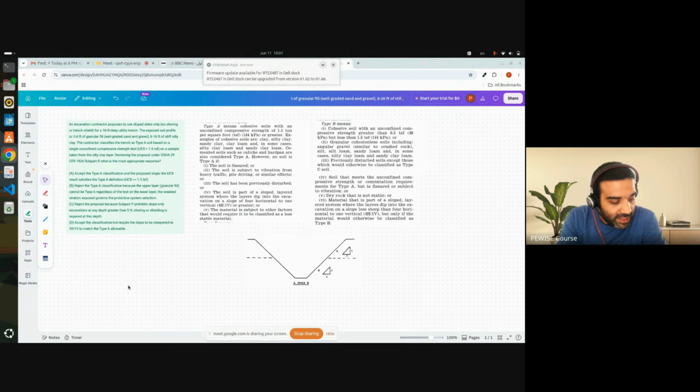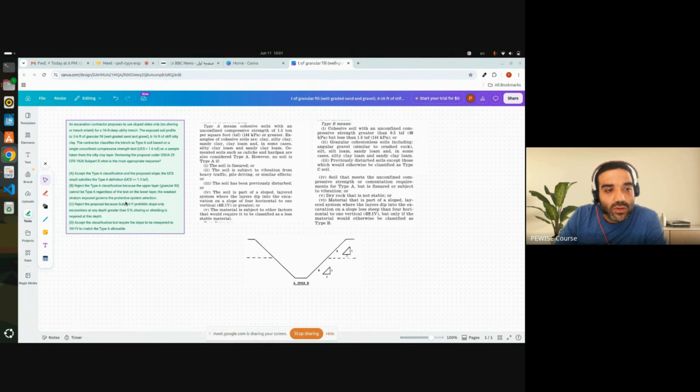Personally, I had this issue during the exam. It took me some time to find which part of OSHA I should use for an excavation question. Generally, becoming familiar with the topics of subparts in OSHA 1926 is helpful. Okay, so the question is about soil classification according to OSHA and a slope.